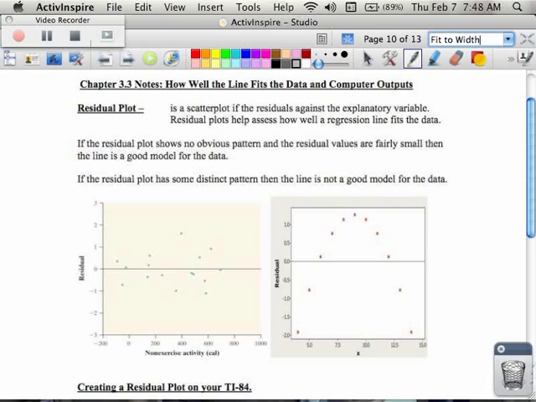If there's no pattern, then a line is a good model. If there is a pattern, then a line is not a good model. So for example, in these two diagrams down below, you'll see that in the plot on the left, there is no pattern. What does that mean? That means that this is a good model, or in other words, a line fits well for that data.